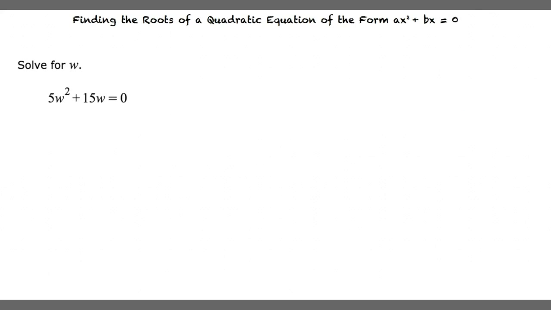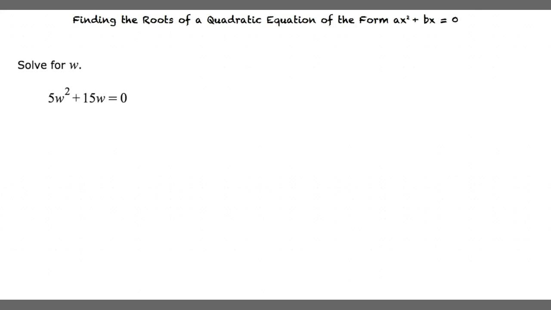In this example, we're being asked to find the roots of the equation 5w squared plus 15w is equal to 0. Hold up. This equation doesn't have any x's in it. Is it still okay to use the method we just learned to solve for the roots? That's a great observation. Yes, we still can use the method we just learned to solve for the roots. The w in this equation is the variable that we will be attempting to solve for, much like the x in our last example. Okay, that makes sense.